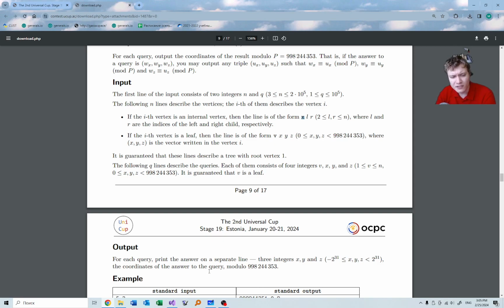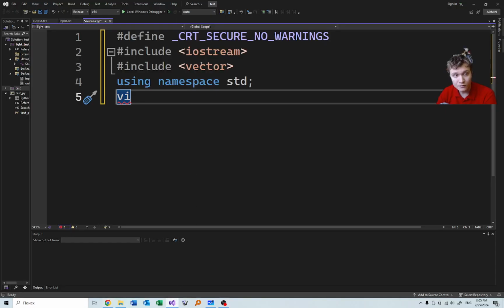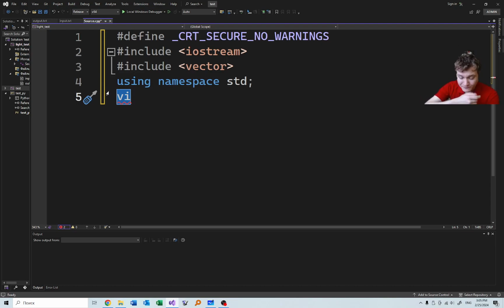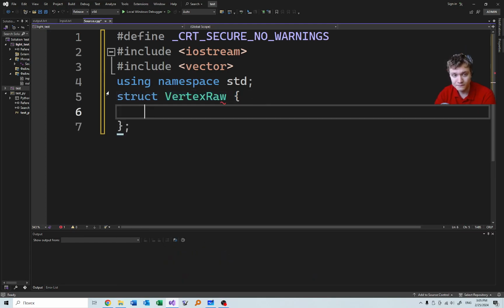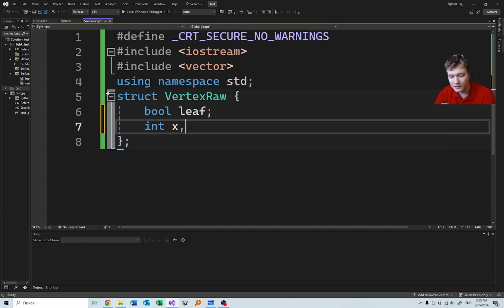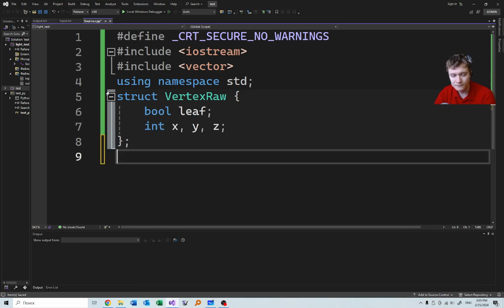Okay, for now let's store a bool and 3 ints. So let's call it a vertex row. So it's bool leaf and int xyz. Okay.